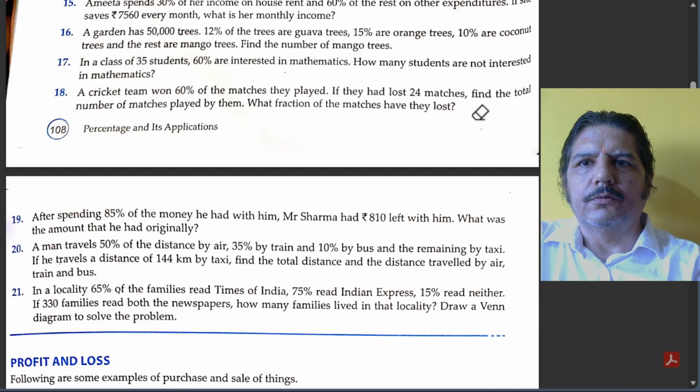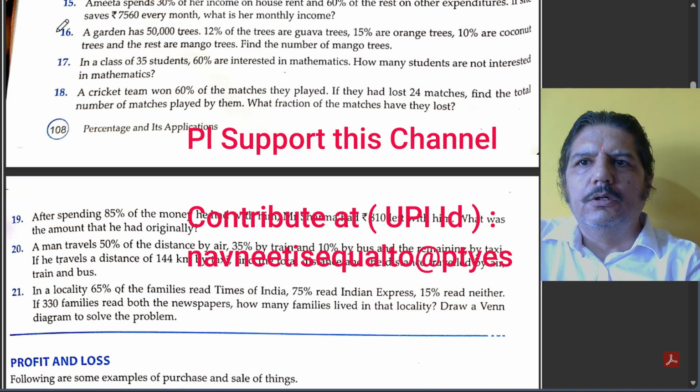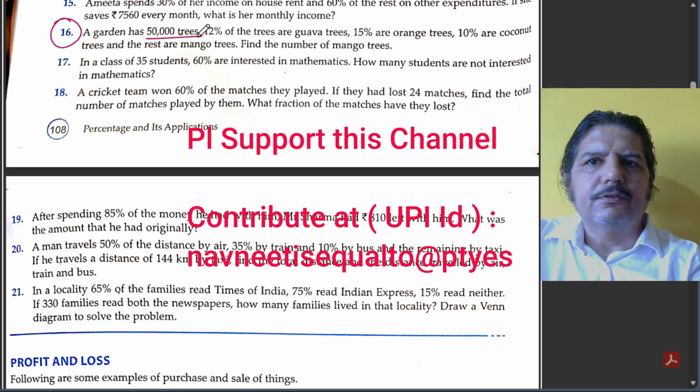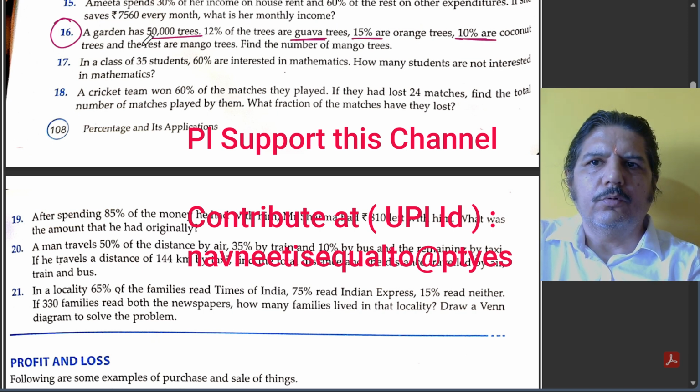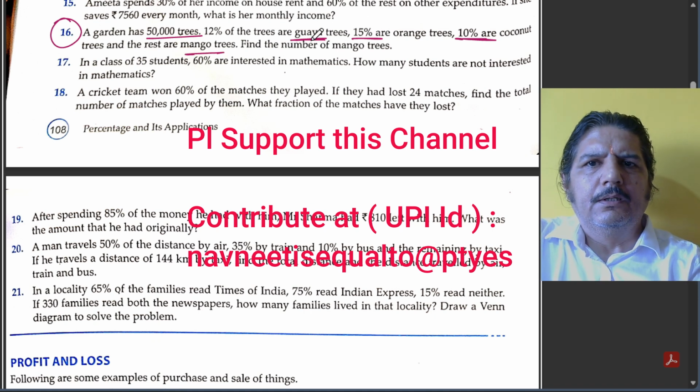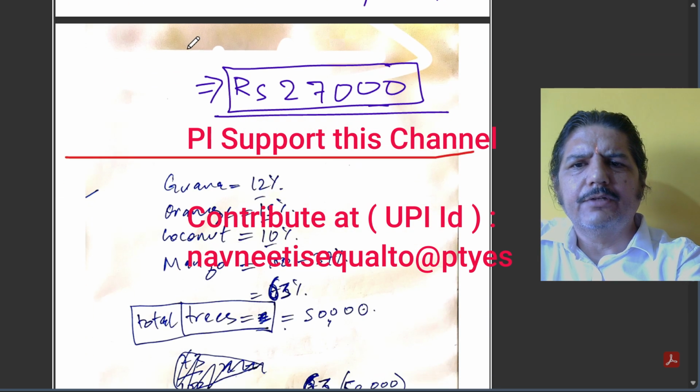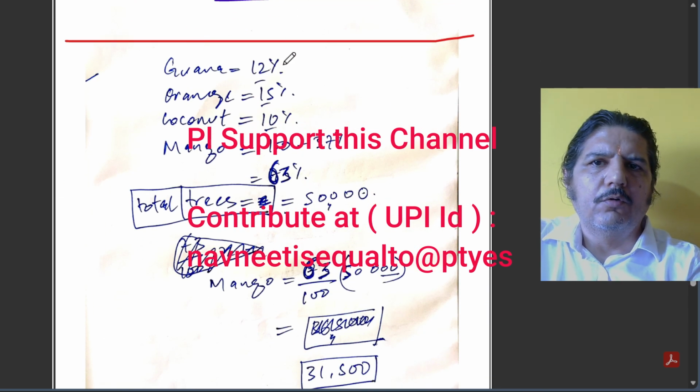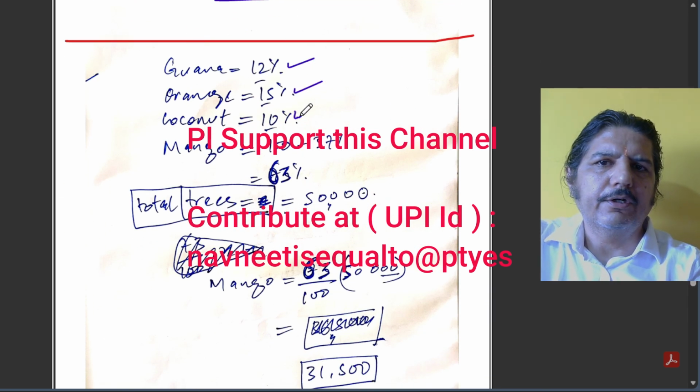Let's move to the next question. A garden has 60,000 trees, 12% are guava, 15% are orange, 10% are coconut, and rest are mango trees. Find the number of mango trees. This is an easy question. Guava is 12%, orange is 15%, coconut is 10%.